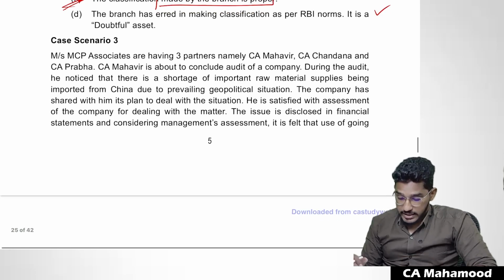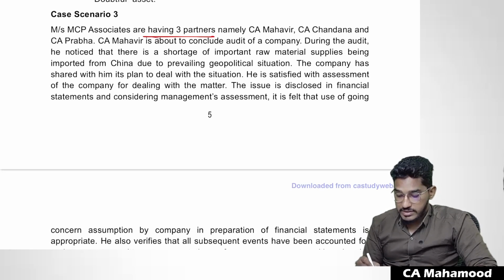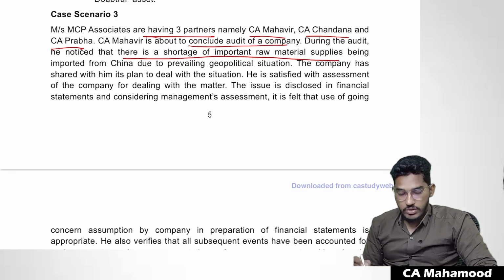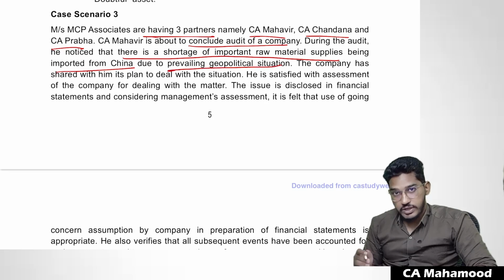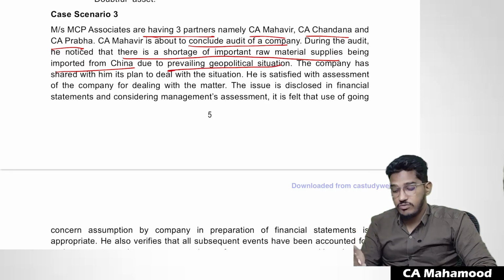So now we have one more case scenario. Let us see. MCP and Associates have 3 partners, namely CA Mahavir, CA Chandana, and CA Prabha. CA Mahavir is about to conclude the audit of a company. During the audit, he noticed a shortage of important raw materials being imported from China due to prevailing geopolitical situations. So, shortage of important supplies. What should strike your mind?